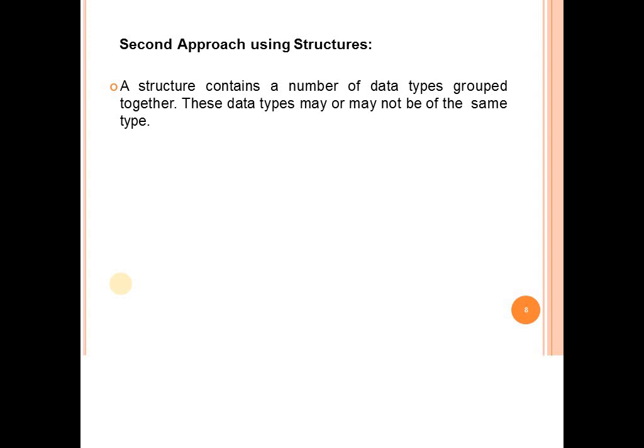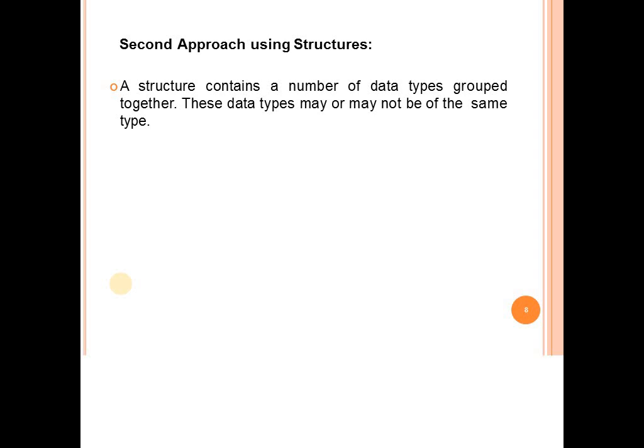So I think you got the first point. Structure is one of the data types in C language. Again I am saying, what is the difference between structure and array? So first of all, let us define array once again. An array is a collection of the same data type grouped together, whereas a structure contains different data types which are grouped together, and these data types may or may not be of the same type. So now you can understand. I will give a simple example.